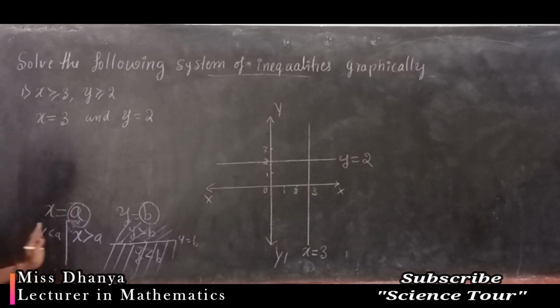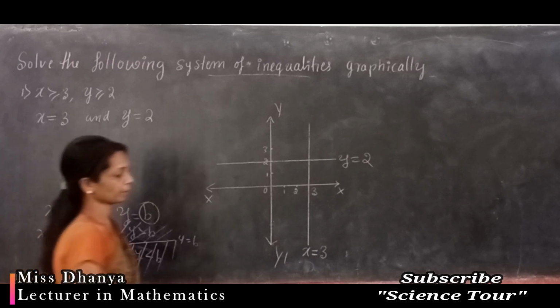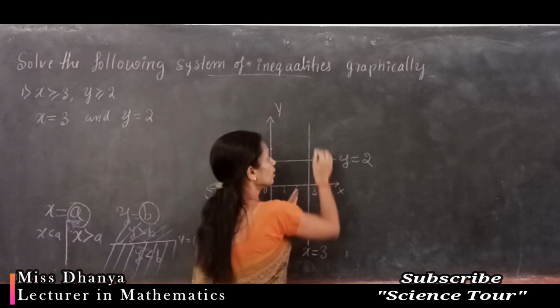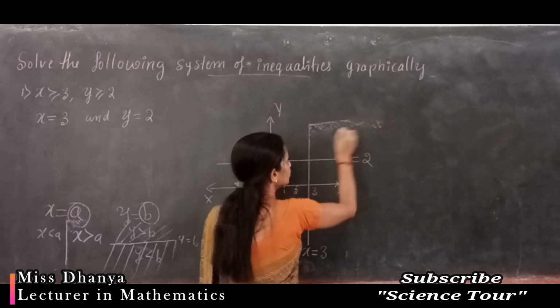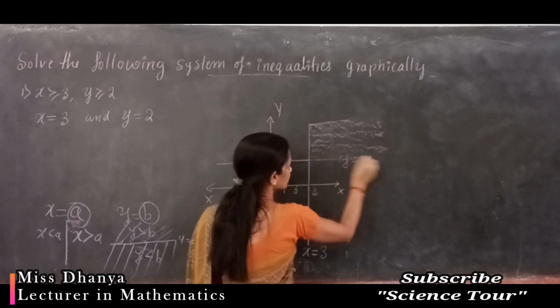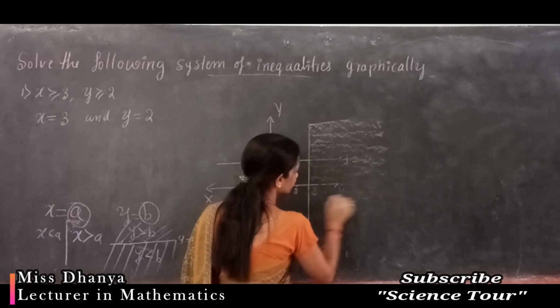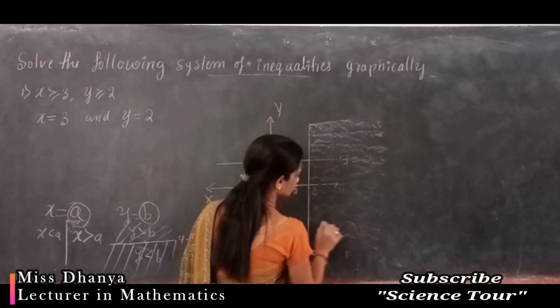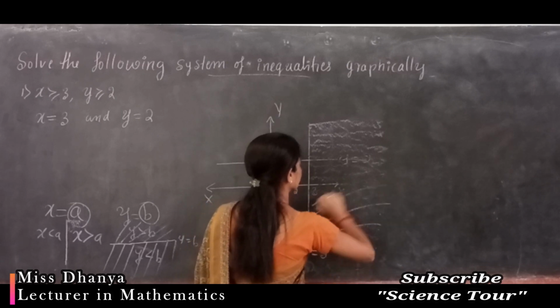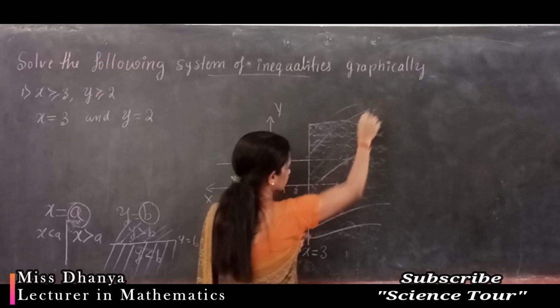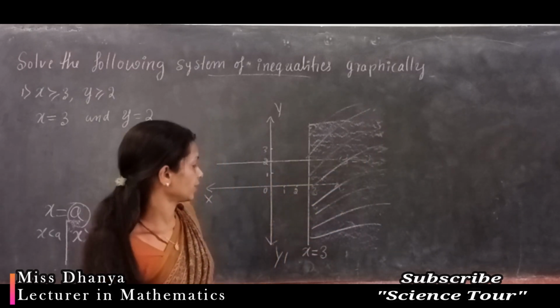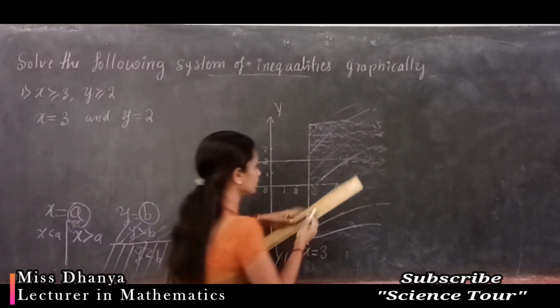Now you have x greater than or equal to 3. x greater than or equal to 3 means which side you have to shade? x equal to 3 is here, x greater than or equal to 3 means to the right side of x equal to 3 that you have to shade. So this is the x greater than or equal to 3 region.